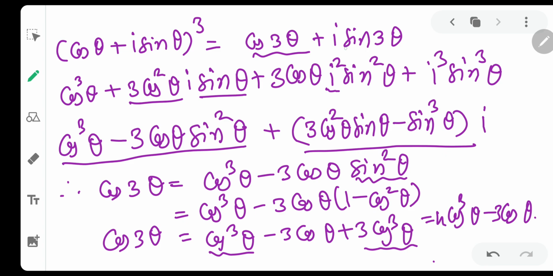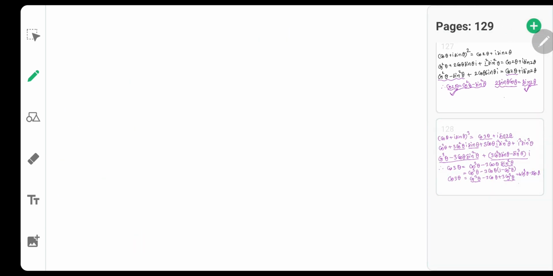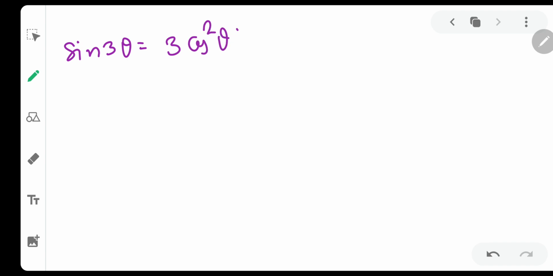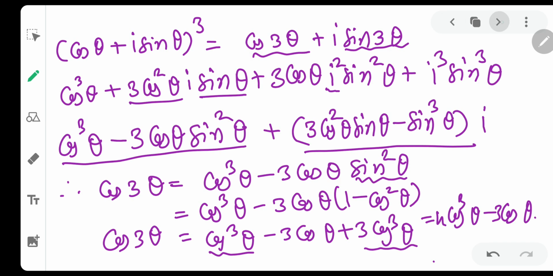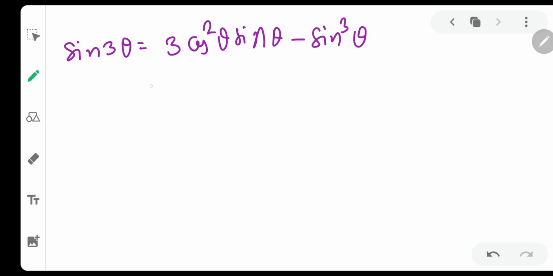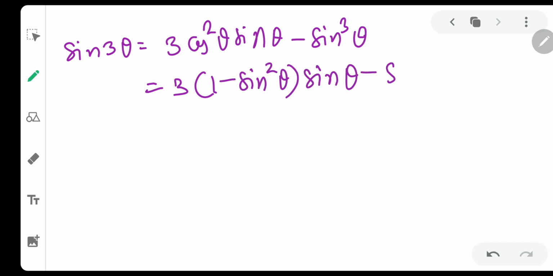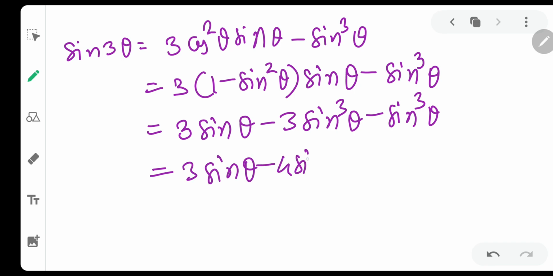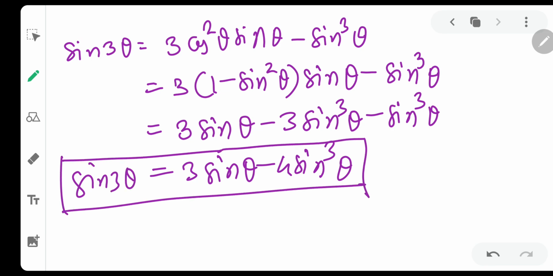Now let us compare the imaginary part. Sin 3 theta is equal to, what is the imaginary part? 3 cos square theta sin theta minus sin cube theta. So cos square theta can be written as 1 minus sin square theta. Let us multiply. We will get 3 sin theta minus 3 sin cube theta minus sin cube theta. So this will be equal to 3 sin theta minus 4 sin cube theta, which is equal to sin 3 theta. Okay, so see how simple that was?